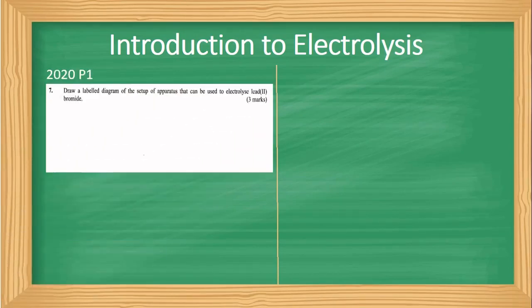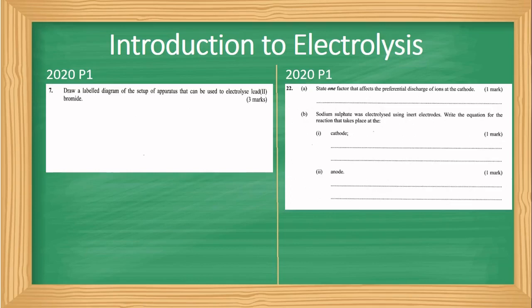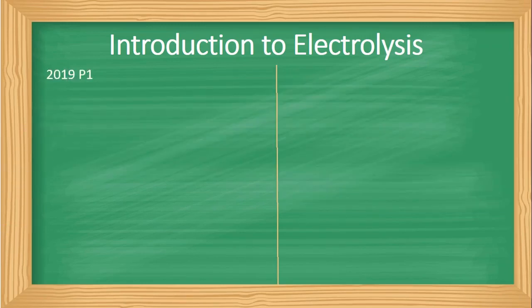Look at that. These are the questions. Draw a labelled diagram of the setup of apparatus that can be used to electrolyze lead II bromide. We have just done it. 2020 paper 1 again: state one factor that affects the preferential discharge of ions at the cathode. Sodium sulfate was electrolyzed using inert electrodes. Write the equation of the reaction that takes place at the cathode and anode. You should be able to give that.